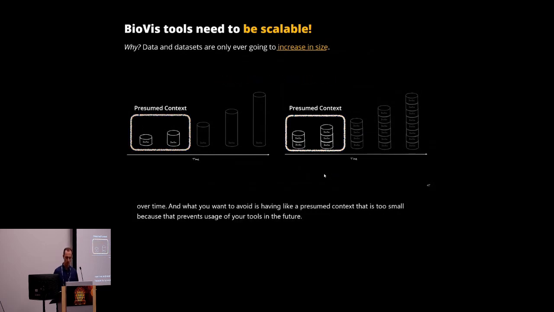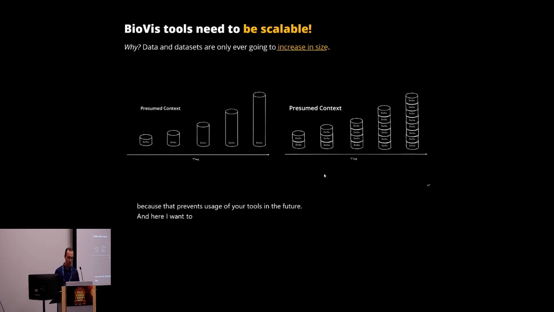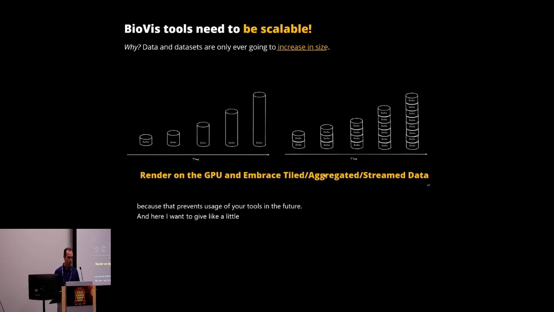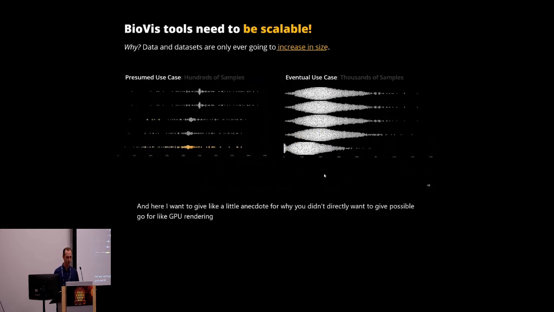And here I want to give a little anecdote for why you directly want to, if possible, go for GPU rendering and tiled data. It's coming from OZ, so it's a fairly, rendering-wise, very simple visualization. You just have dots. So we have a distribution here. It's a beeswarm plot of cell abundances.